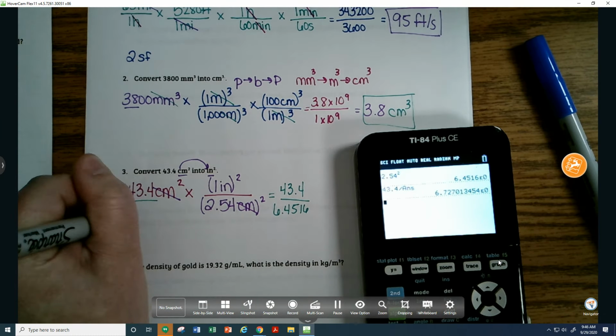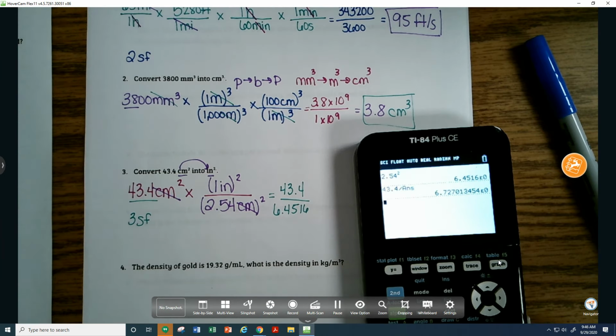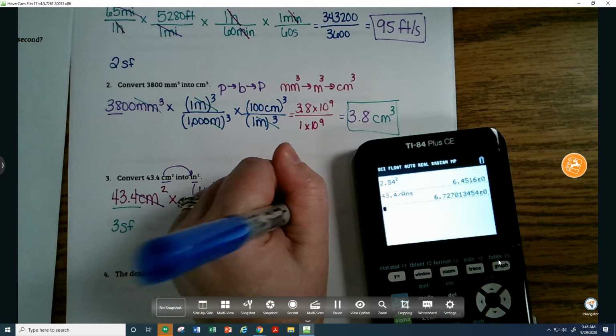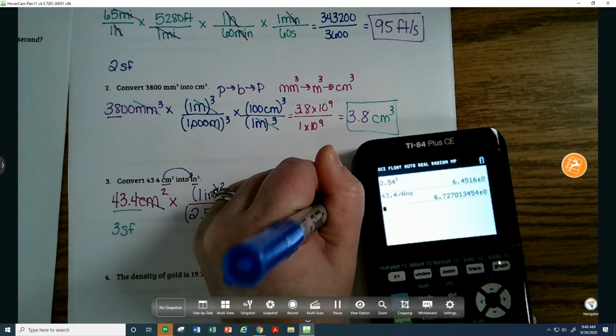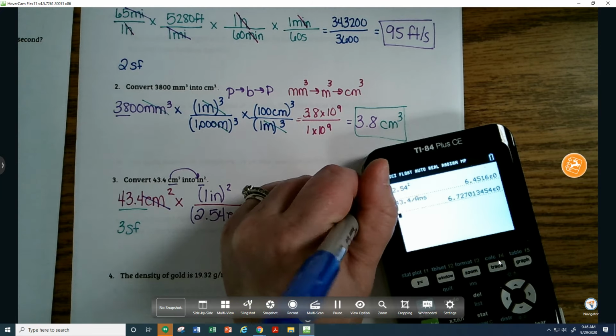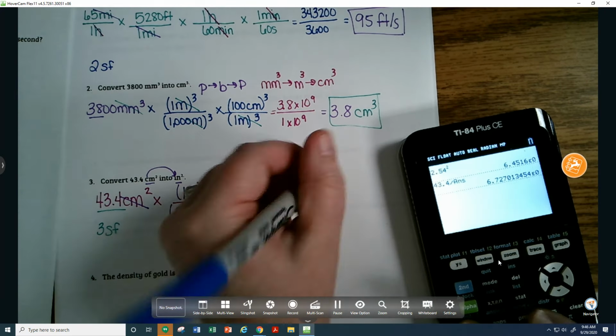Notice my times 10 to the 0. This has 3 sig figs. So my answer should have 3 sig figs. So my final answer is going to be 6.73. I'm left with inches squared. And that, again, is a problem that's completed.